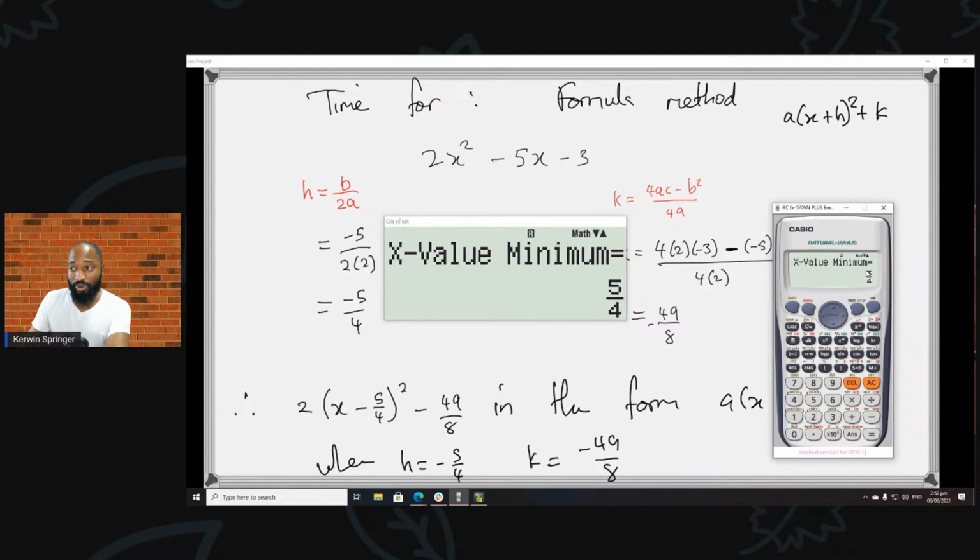The minimum point, 5/4. I have a negative here. And that's correct, because the minimum point is -h. So all I need to do is change the sign on this, and that will be h all the time on your calculator. The x value of the minimum point, change the sign, and that's h. And the y value of the minimum point is just k. So the next one is going to give me -49/8, k.